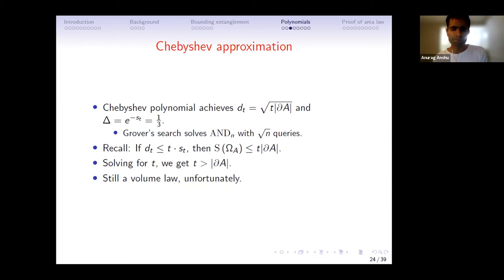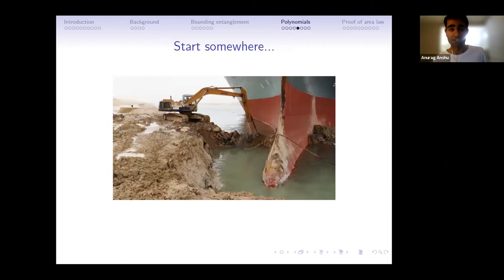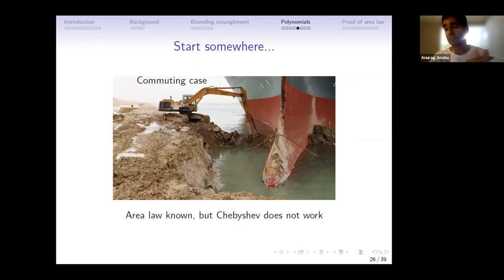So now here's a bottleneck. And whenever we have a bottleneck, like the one recently, often we have to start somewhere and try doing something about it. So we'll start in a very similar fashion as this picture. We'll start in a very simple case. We'll start in the commuting case, which I mentioned earlier already has an area law. So the commuting case has an area law, but if you notice, this Chebyshev approximation will not work even for the commuting case. So what's going on?